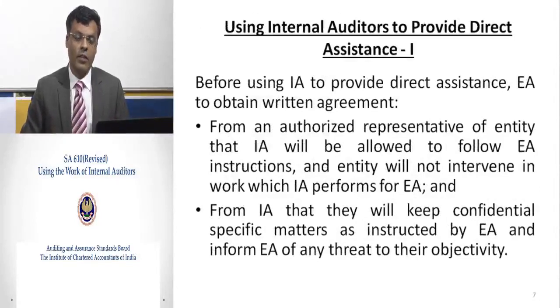Before using internal audit to provide direct assistance, the external auditor should obtain a written agreement from an authorized representative of the entity that the internal audit will be allowed to follow the instructions of the external auditor and that the entity will not intervene in the work the internal audit performs, to maintain objectivity. And from the internal audit, that they will keep confidential specific matters as instructed by the external auditor and inform the external auditor in case of any threat to objectivity.